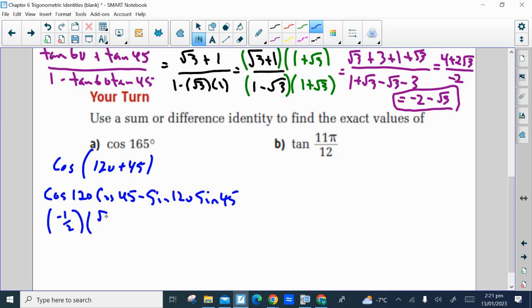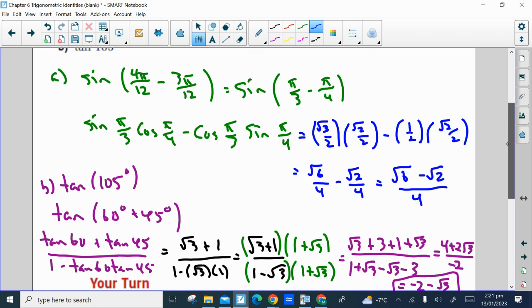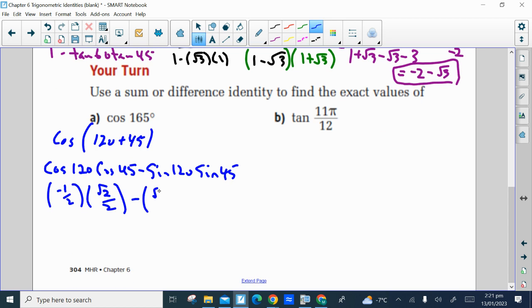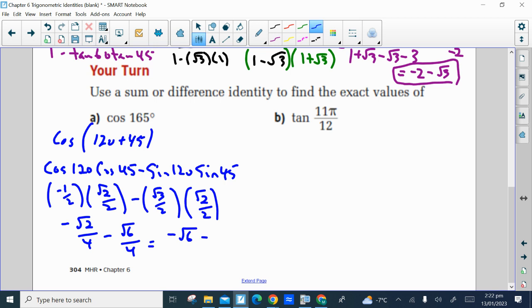Times the cos of 45, which is root 2 over 2. Minus the sine of 120, which is positive root 3 over 2. Times the sine of 45, which is also root 2 over 2. So this gives us negative root 2 over 4, take away root 6 over 4, or negative root 2, take away root 6, all over 4.